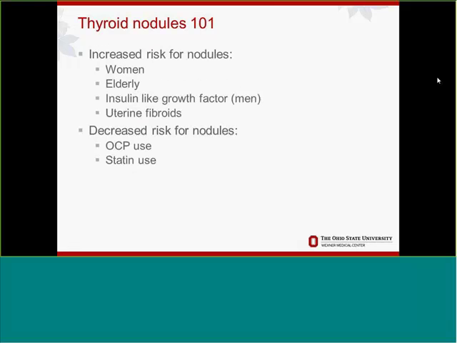So going back to nodules, who are we going to see them more in? As I said, the women and the elderly. Women specifically who have uterine fibroids tend to have more fibrocystic changes in their breasts and a higher risk for thyroid nodules. In men, obviously, this is going to be a rare occasion where you see somebody with an insulin-like growth factor excess, but those folks have more nodules as well. We tend to see fewer nodules in people who are on oral contraceptives and folks who are on statins. The statin seems to have an anti-proliferative effect, so we think that's the etiology for fewer nodules.